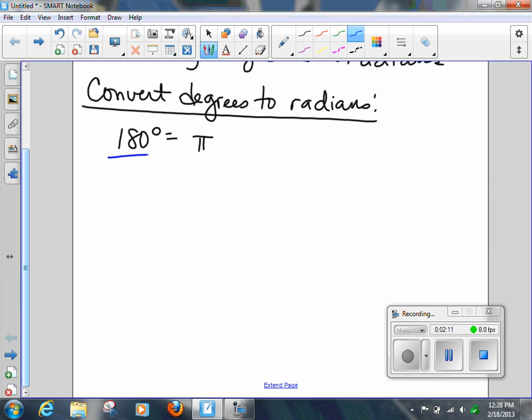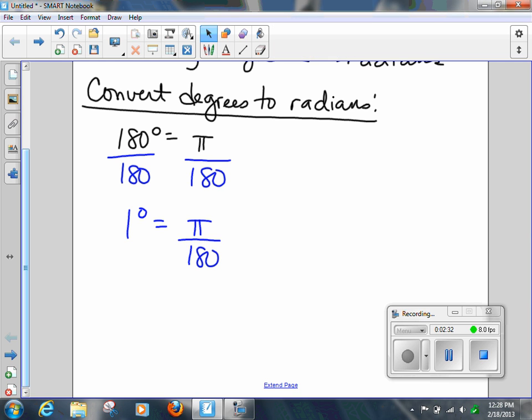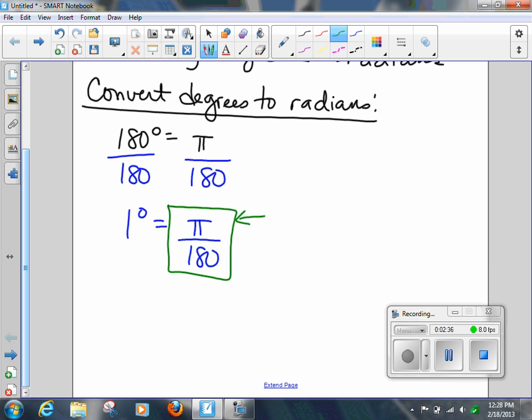If I divide by 180, what I do to one side, I have to do the other. Then that gives me 1 degree is equal to pi over 180, right? Very good. So that means this right here is your conversion factor.